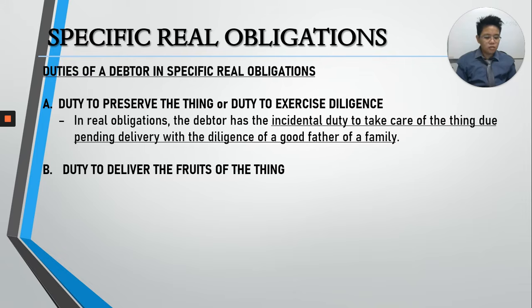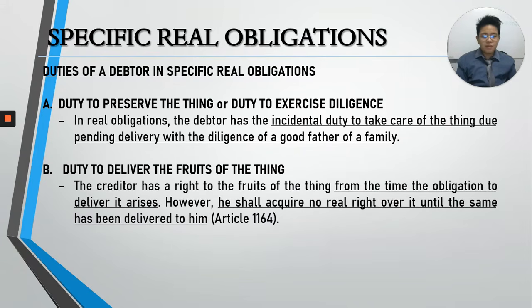The next duty is the duty to deliver the fruits of the thing. So, if you will deliver a horse, ano yung fruit niya? Yung kanyang mga offspring, yung kanyang anak. So, anak ng kabayo. So, yun ang tandaan nyo. So, creditor will have the right to the fruits of the thing from the time the obligation to deliver it arises.